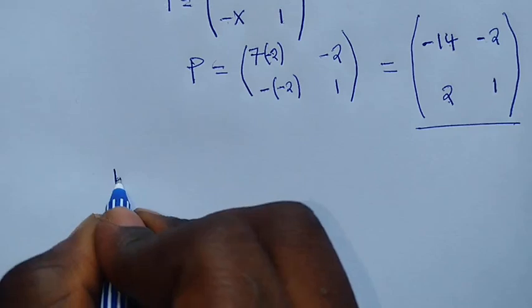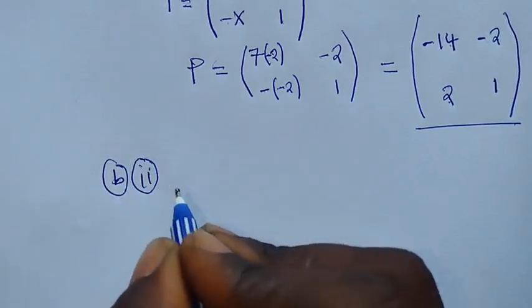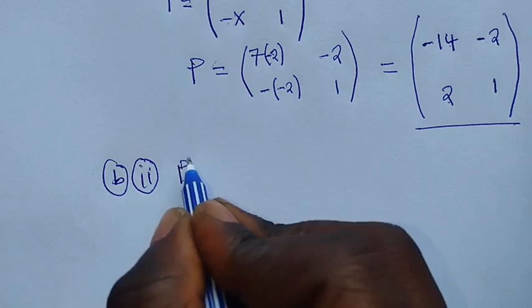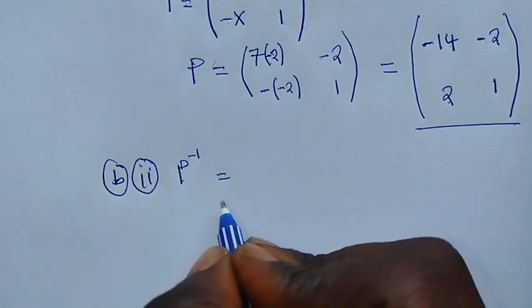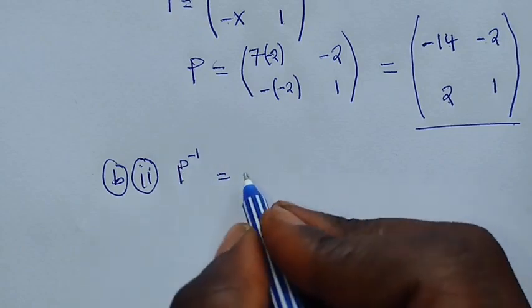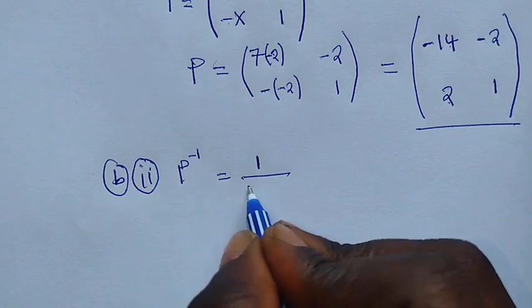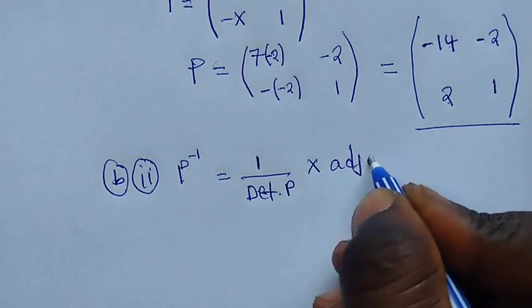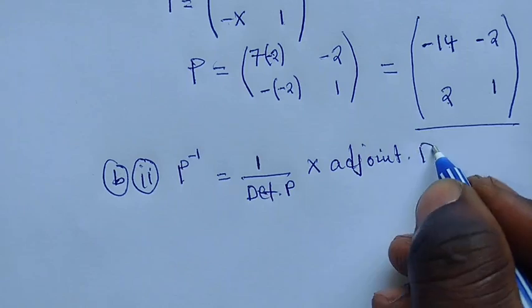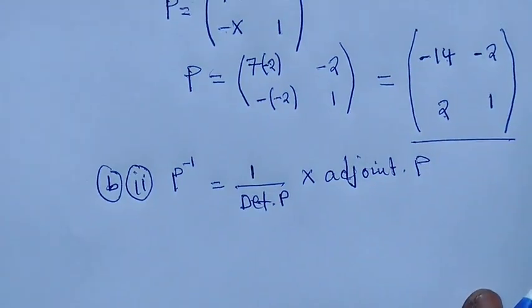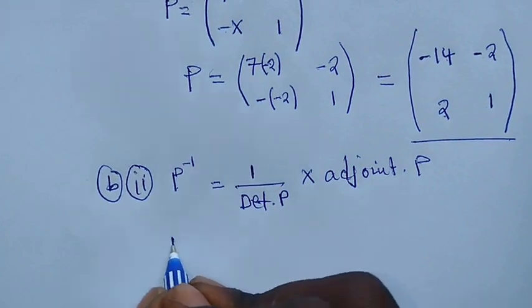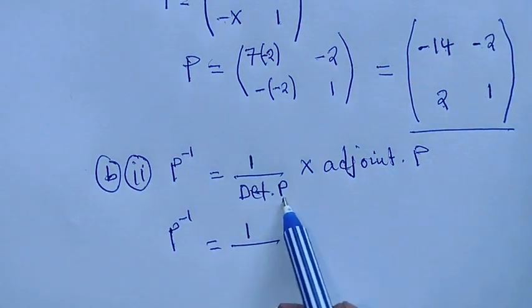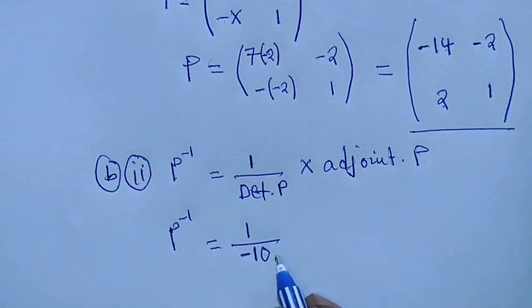Our question says they want us to find the inverse of this matrix P. So how do we find the inverse of matrix P? We write P inverse is equal to 1 over the determinant of matrix P times the adjoint of matrix P. So we use this formula. So P inverse equals 1 over, and we have been given the determinant of this matrix P in the first place, which is a negative 10.